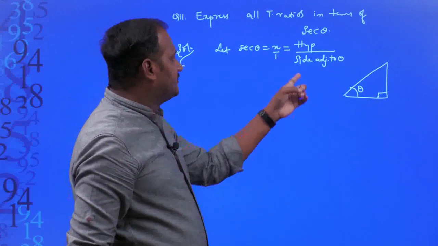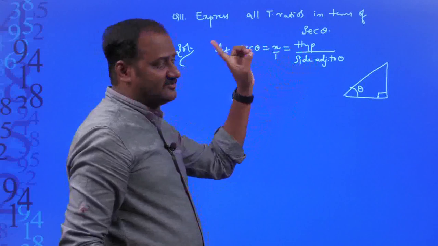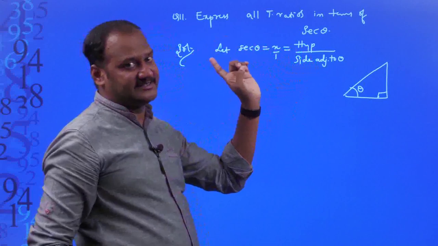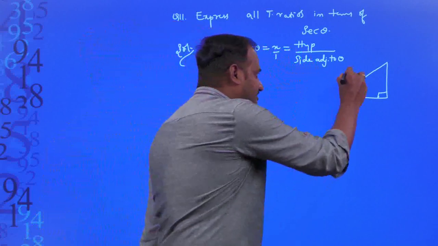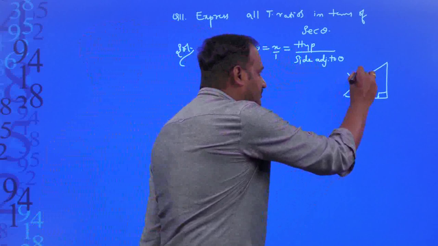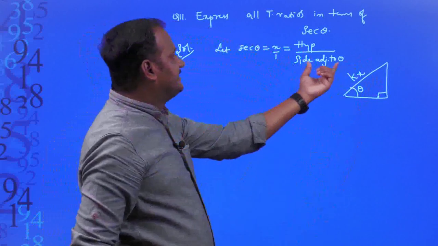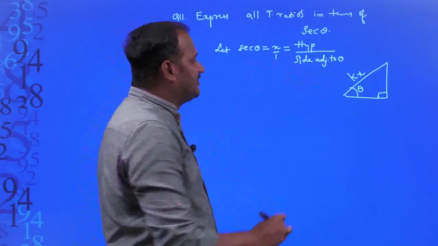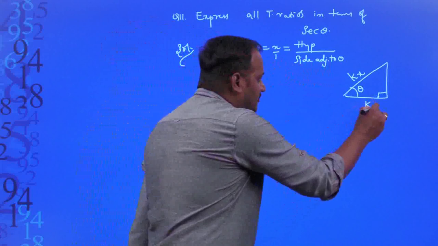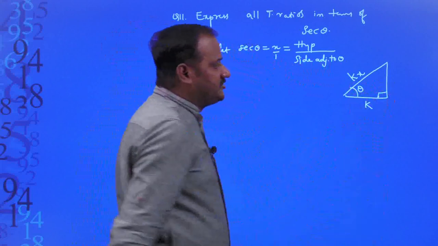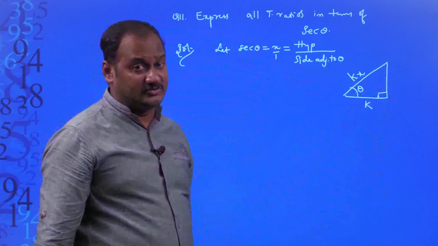Now, I am going to figure out the hypotenuse. It is equal to x, but I should not write x. It should be hypotenuse equal to some constant times x, and the side adjacent to theta is equal to 1 times the constant, which is the constant. With the help of these two, I am going to find out the side opposite to theta.